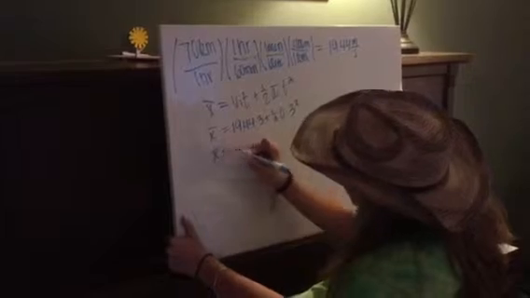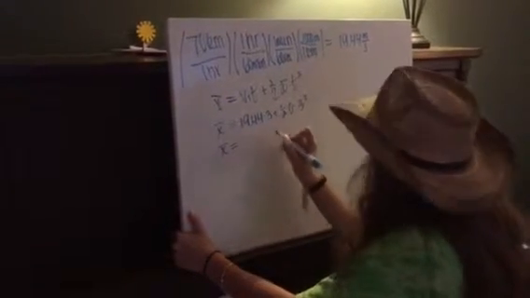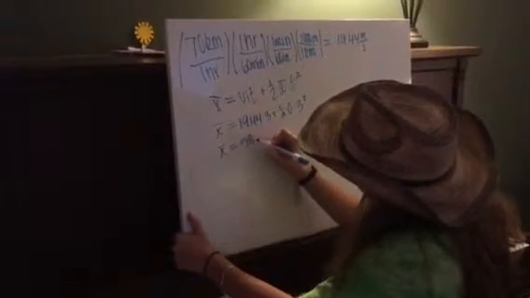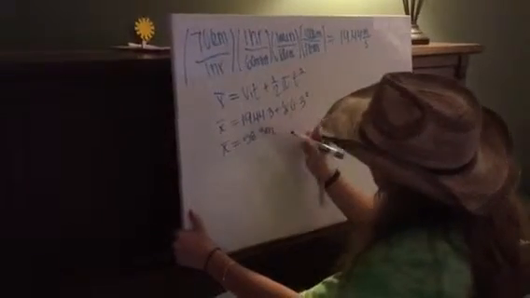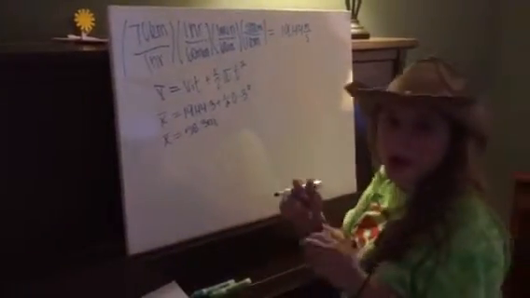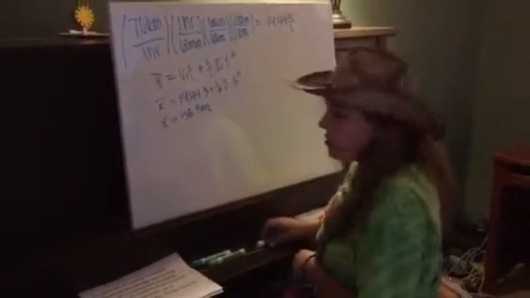So once you plug that into the calculator, you get 58.3 meters. And that is how close you would have to be to the light to be able to make it through.